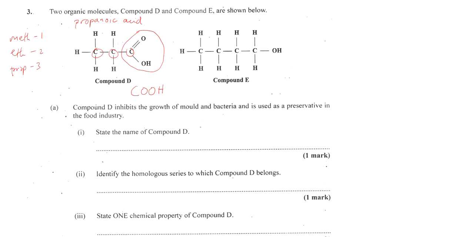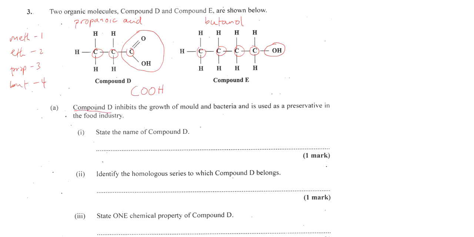So in the case of compound E, the functional group present is the OH group, which is an alcohol. So we check to see how many carbon atoms we have. We have 1, 2, 3, 4. If we have 4 carbon atoms, that is but. So therefore this is butanol, right? So we have an acid and an alcohol. Now they said compound D inhibits the growth of mold and bacteria and is used as a preservative. So compound D is the propanoic acid, right?